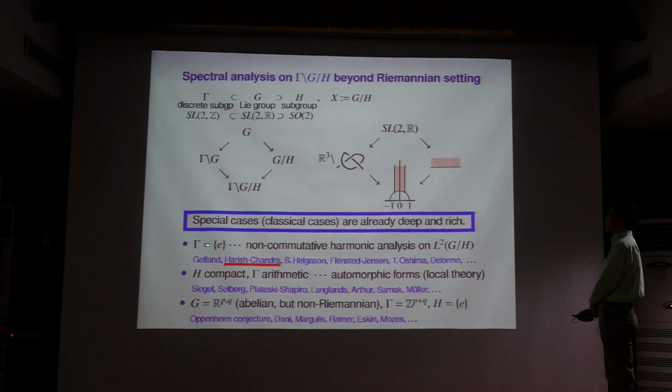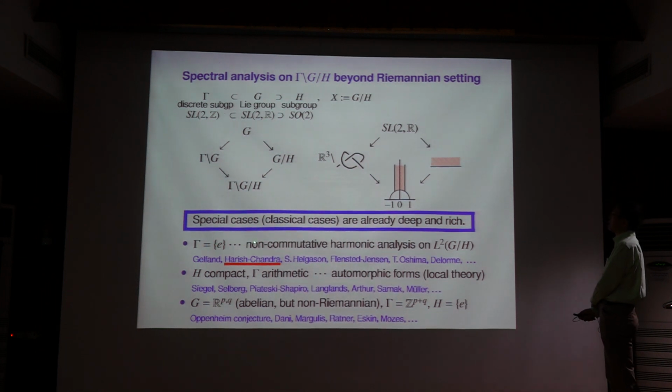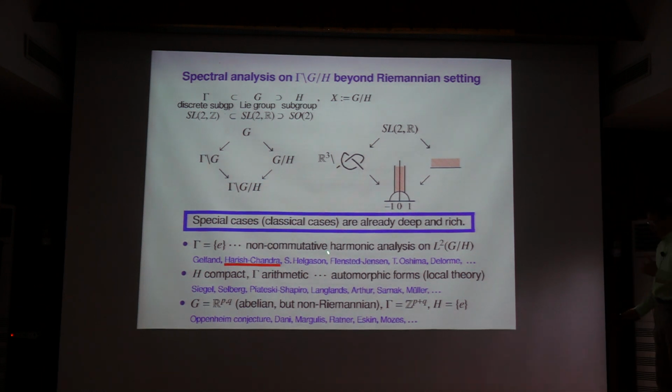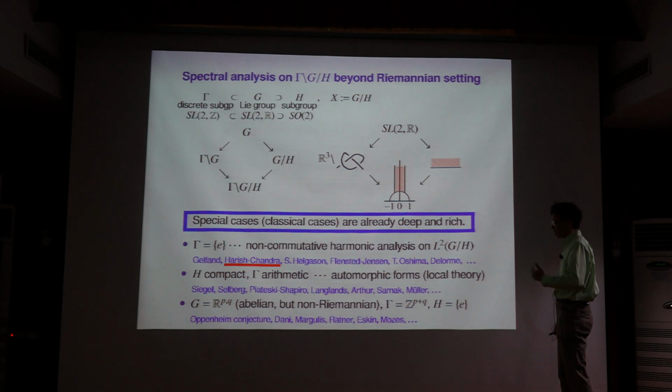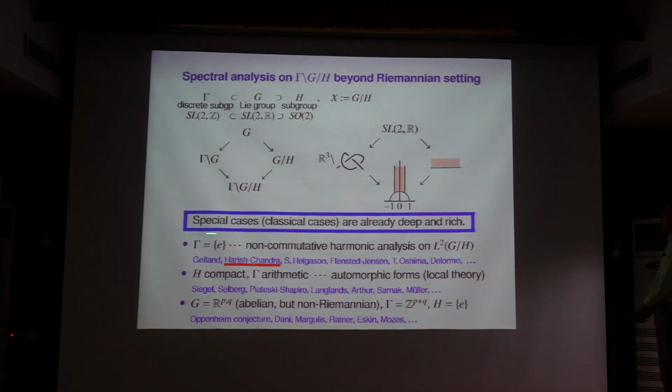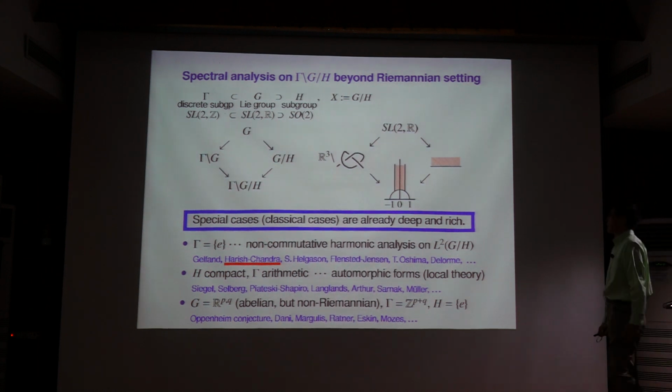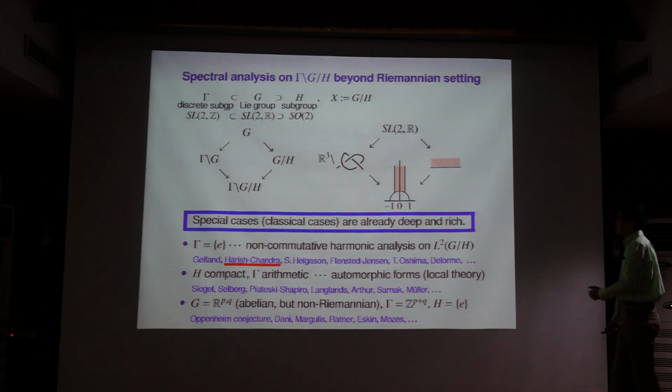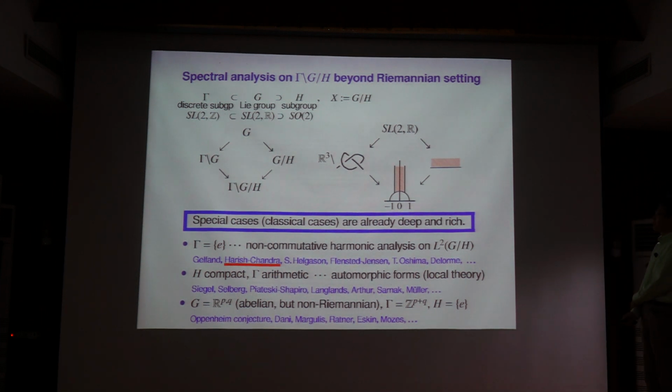For example, in the case where Γ is trivial, expansion of an arbitrary function into eigenfunctions is a Plancherel-type theorem. And if this is the group manifold case, then there is the pioneering work of Gelfand and the seminal work of Harish-Chandra on the Plancherel formula for the group manifold, which was then extended to the symmetric cases. So this is the case when Γ is trivial. And when H is compact and Γ is arithmetic, Γ-periodic eigenfunctions are closely connected with the spectral theory of automorphic forms.